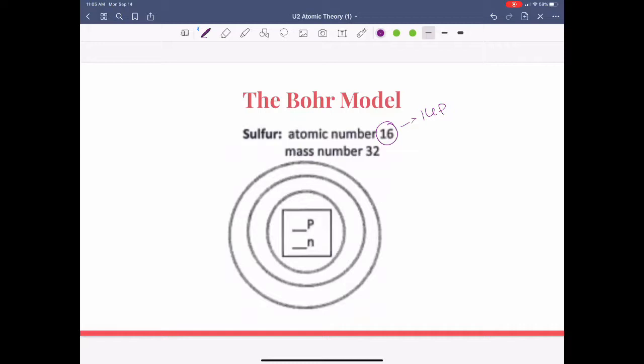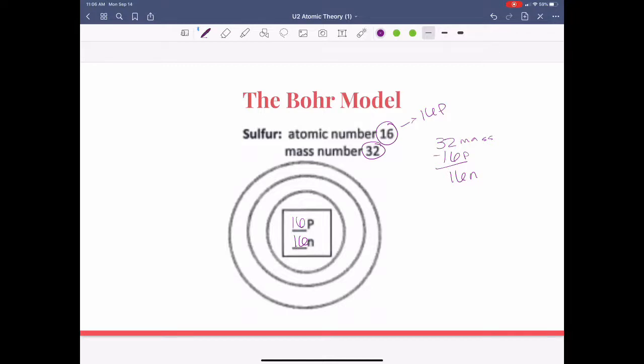So in here in the middle, that box is representing your nucleus. So I have 16 protons. I have a mass of 32. Well, 32 minus 16 gives me 16 neutrons. That is my mass minus my protons equals neutrons. All right. Now I need to place my electrons on my energy levels outside of my nucleus.